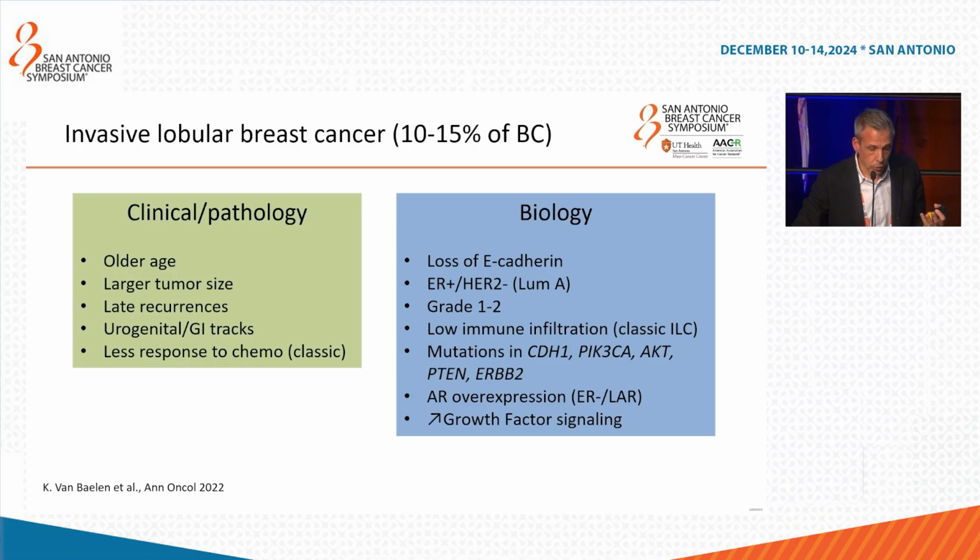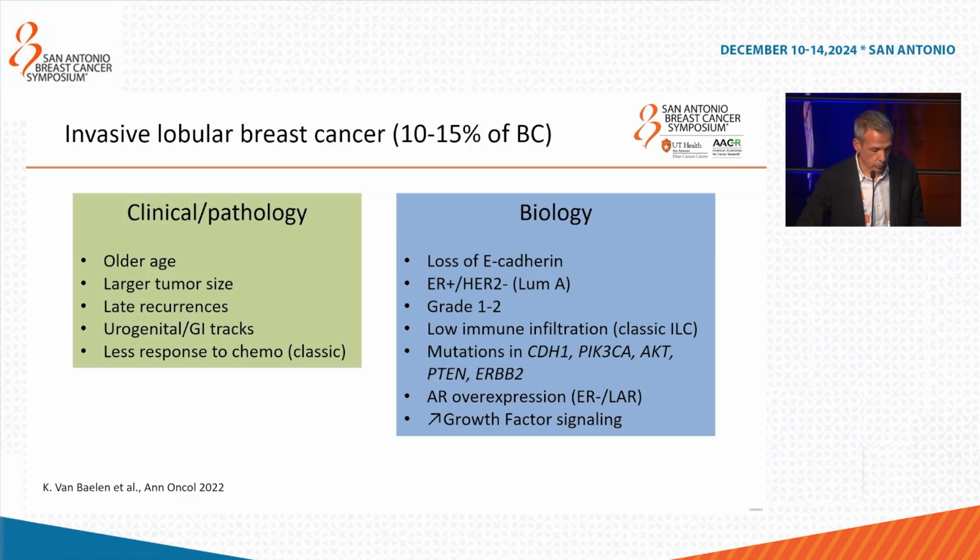The majority are, of course, ER positive, HER2 negative, and they have this luminal A profile based on the PAM50 classification, grade 1, 2. They have low immune infiltration. There are some specific mutations. For instance, there's enrichment of CDH1 mutation, but also PIK3CA, AKT1, PTEN, and ERBB2 mutations. They overexpress AR. In triple negative lobular breast cancer, they are the ones that are classified as the luminal androgen receptor subtype because of overexpression of AR, and there are other growth factors that are also expressed.